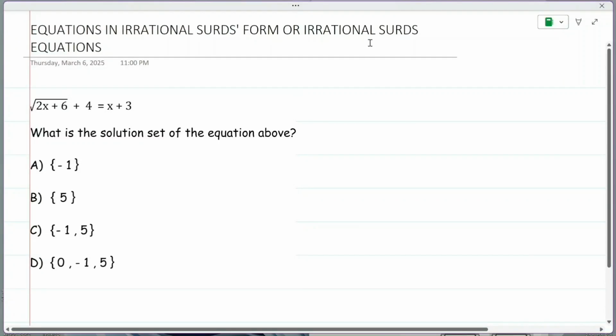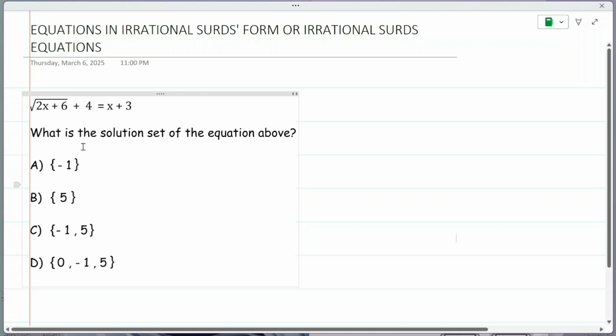Still under irrational surds equation, we have this third question. It's an SAT question, and it's an objective question. You have square root of 2x plus 6 plus 4, the 4 is not under the square root, equals x plus 3. What is the solution set of the equation above?